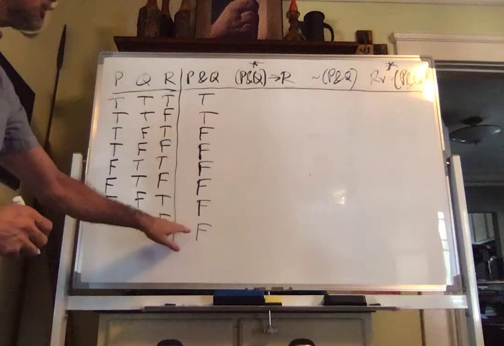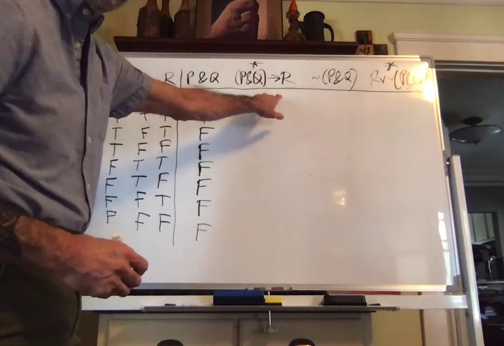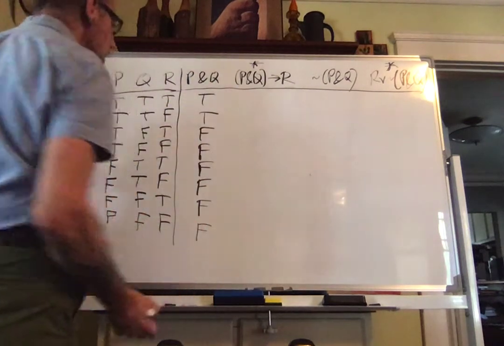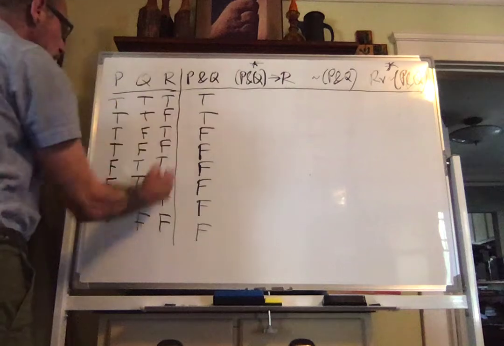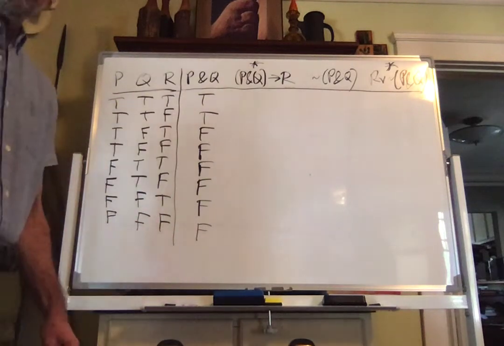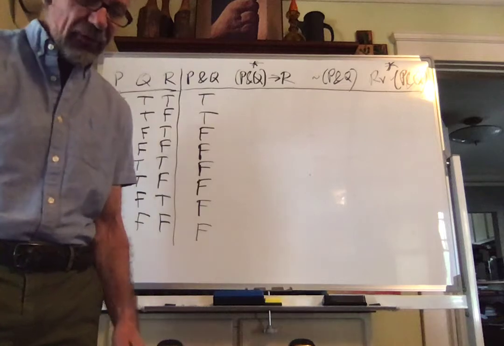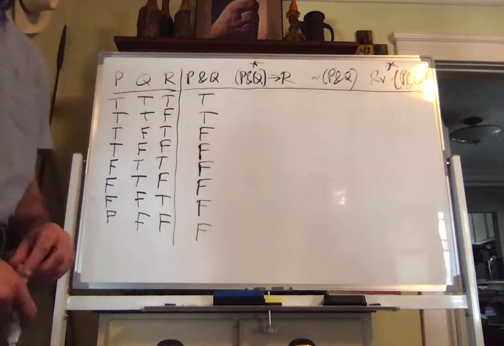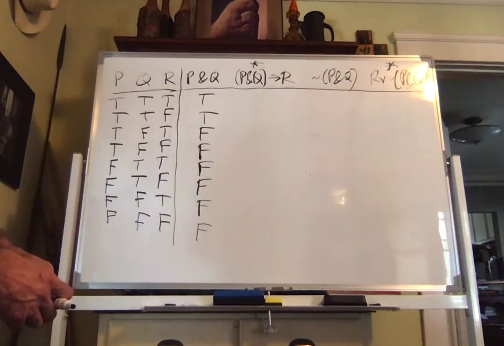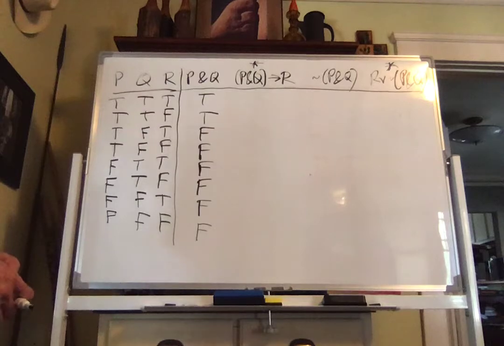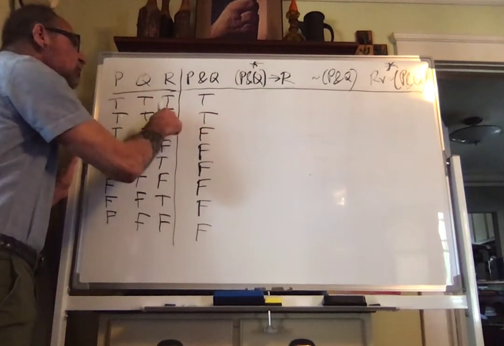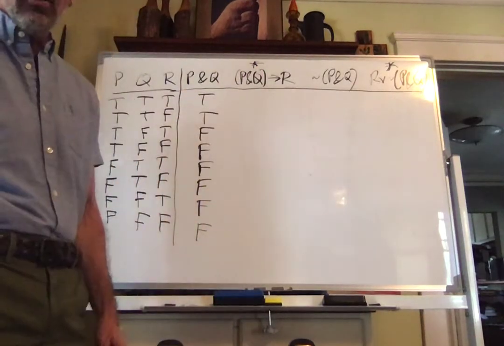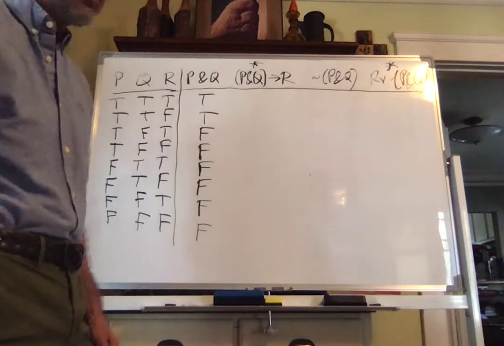Now that we have this information, we can figure out the truth values for this conditional. P ampersand Q is the antecedent. Here are its truth values. R is the consequent. Here are its truth values. The only combination that makes a conditional false is true antecedent, false consequent. So that's what we're looking for. In other words, we're looking for any rows where P ampersand Q is true and R is false. And that combination occurs on the second row and no place else. So this conditional is going to be false on the second row and true on all the rest of the rows.